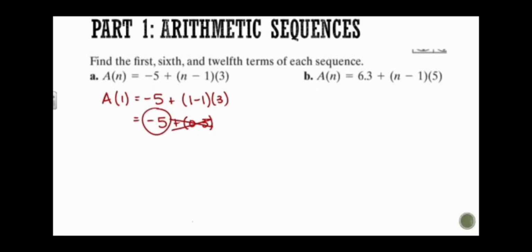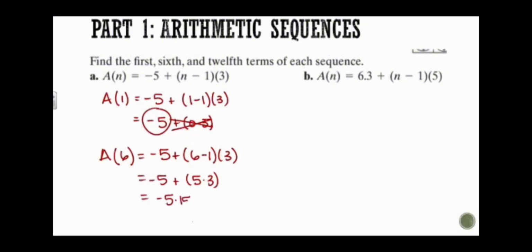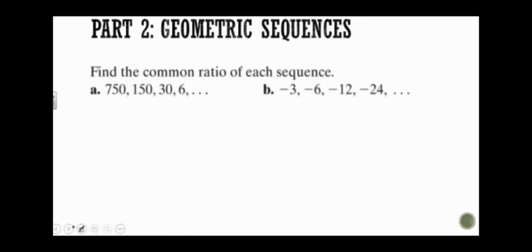You could have seen that from just the equation also. 6th term, without having to write all the ones in between, all I got to do is plug this in. 6 minus 1 times 3. So you get negative 5 plus 5 times 3, or 10. So remember, this means that you added 3, 5 times. That's your common difference here. I want you guys to find all of them for that one.